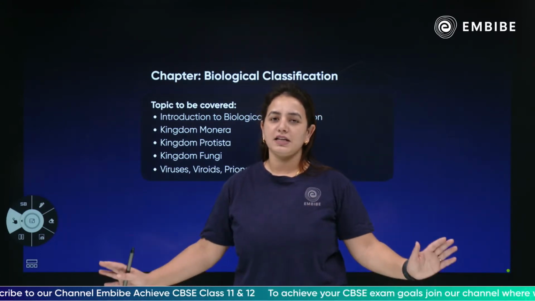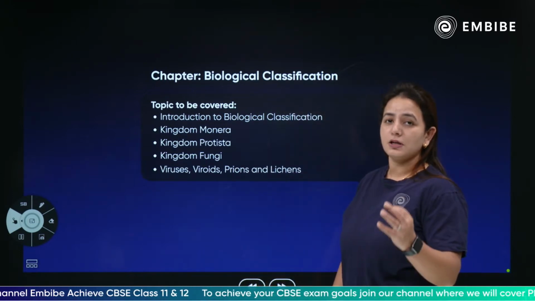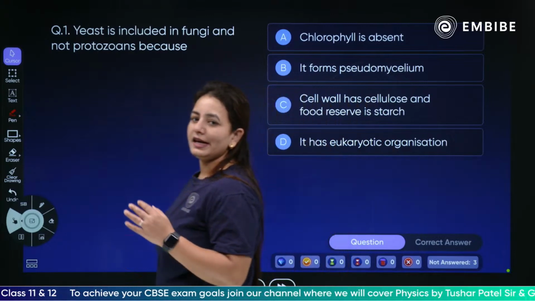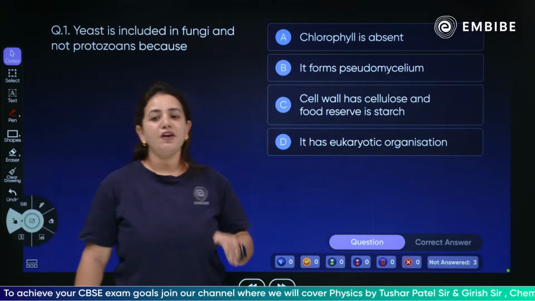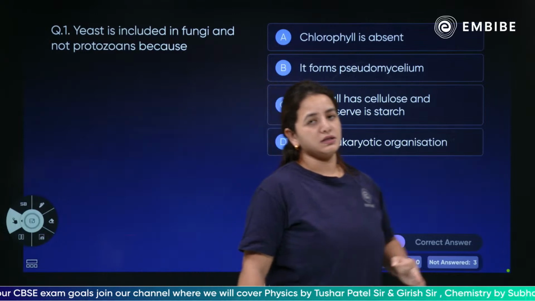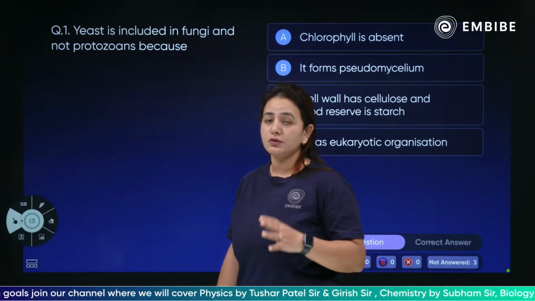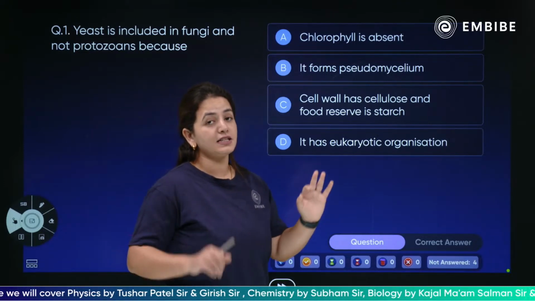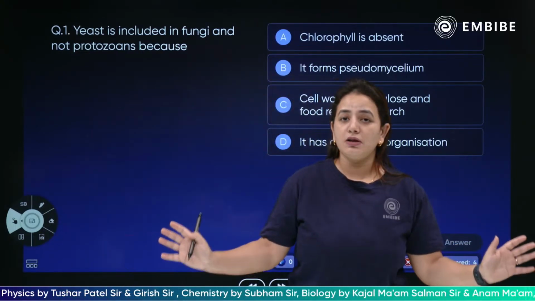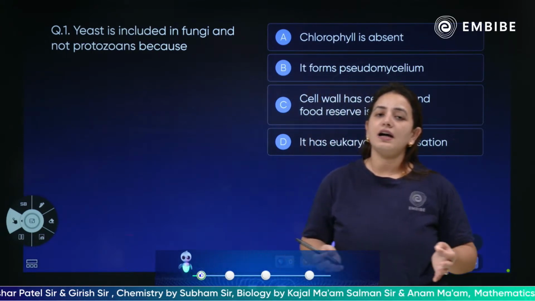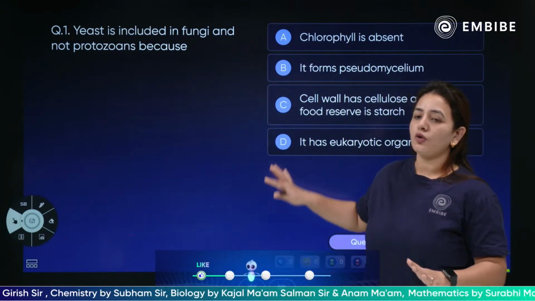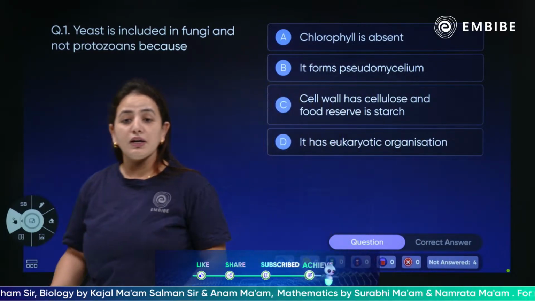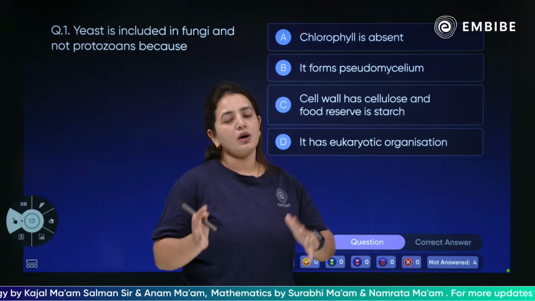Okay, so let's start our session with the first practice question, which is about yeast. Yeast is included in fungi and not protozoans because yeast is the only unicellular fungus, otherwise fungi are always multicellular. Yeast is of course an exception. So what do you think could be the reason that yeast is not included in protozoans but was kept in fungi?